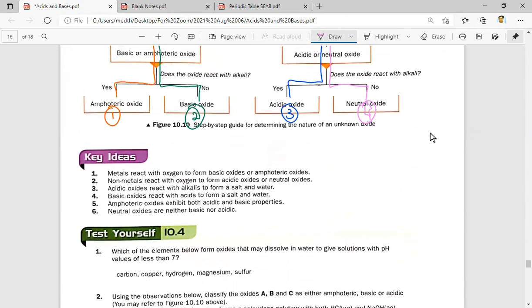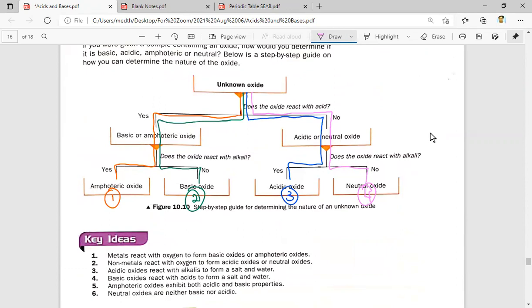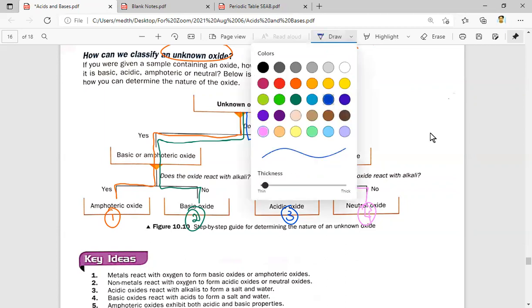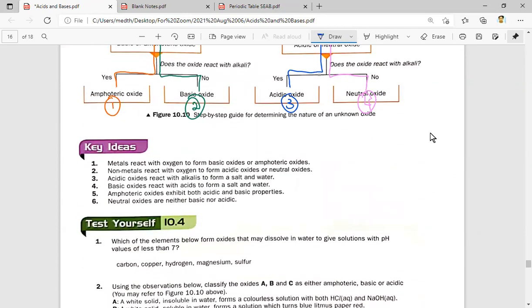Okay, now, let's say the question never really explained to you whether it can react with acid or alkali, what is another way you can go about understanding whether it's acidic, neutral, basic, or amphoteric? So I want you to draw this table out, okay, you can copy it down in your book, which is this. So you can actually ask yourself, in terms of the oxide, right?